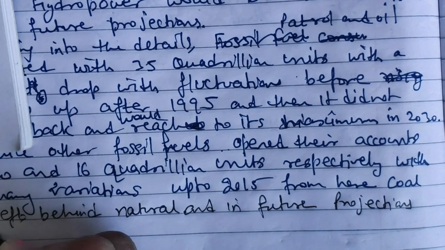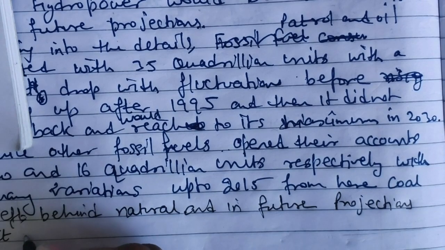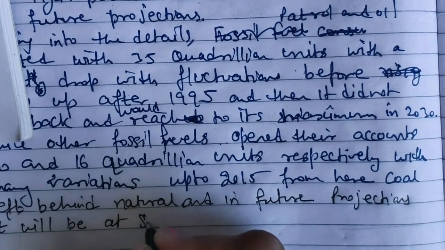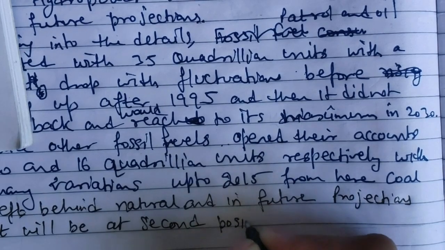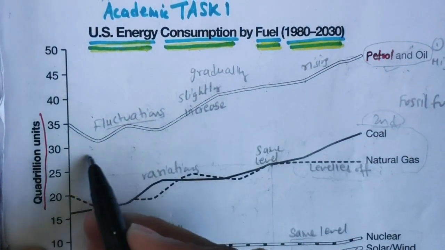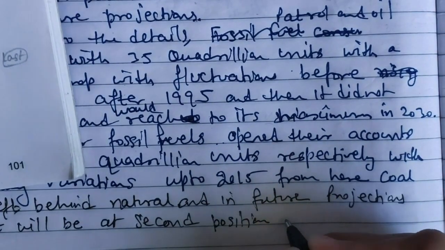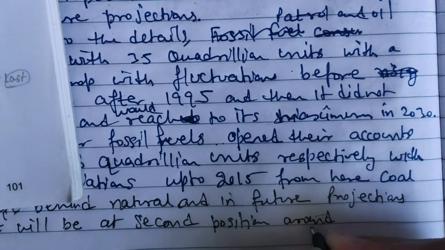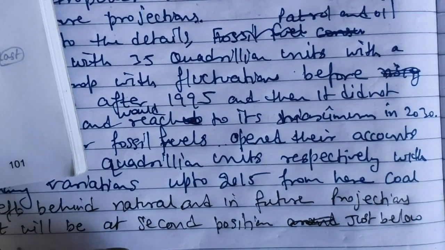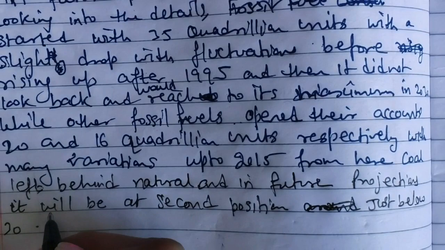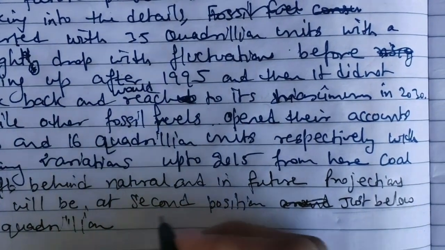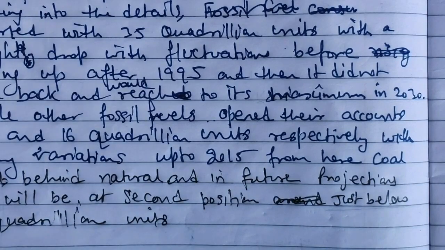coal will be at the second position with how many, so you can just write around second position, around or just below 30, just below 30 quadrillion units. Okay.